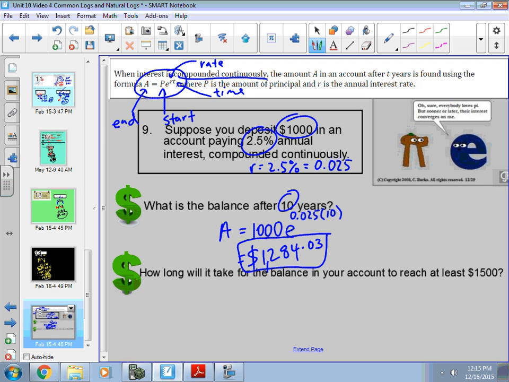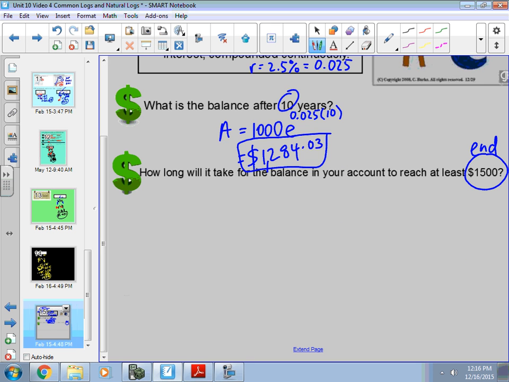All right, and now the next part of this is a little bit harder. It says, how long will it take your balance to reach at least 1,500? Okay, that's the amount we want to end at. So now if we use the same equation and plug everything in, let's see what we get. We know the ending amount already is 1,500. We still have our starting amount of 1,000. E is always going to be in this one. Our interest rate hasn't changed. That's still 0.025. What we don't know now, though, is what's the time. We got to solve for that T.